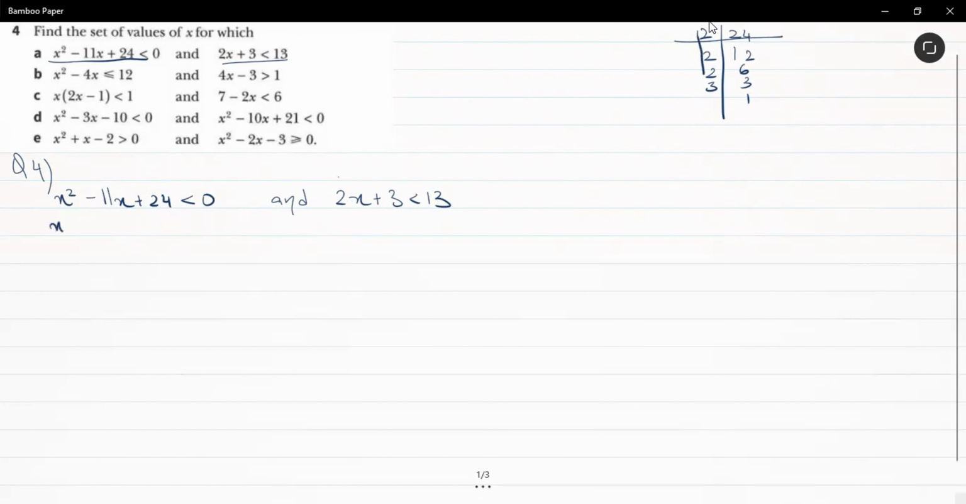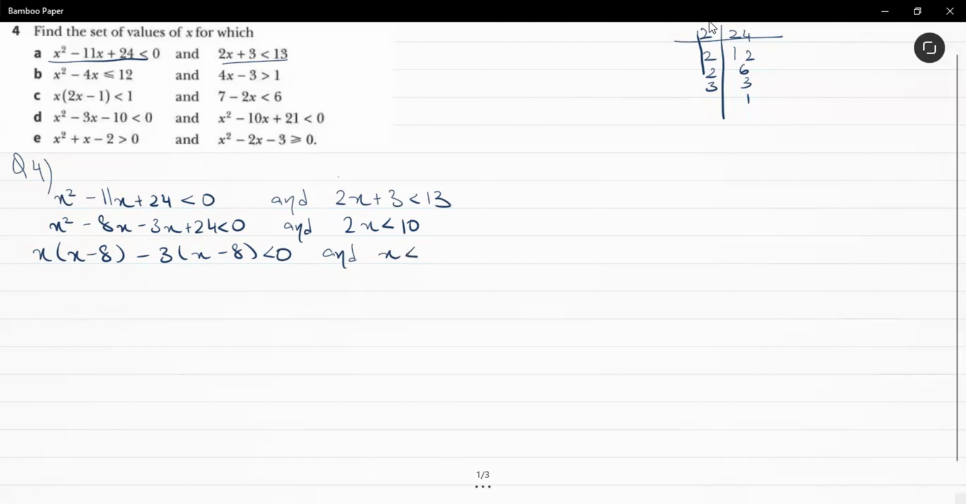So it's going to be x squared minus 8x minus 3x plus 24 is less than 0. And for the other one, it's a simple straight line equation. So it's going to be 2x is less than 13 minus 3, which is 10. Again, simplify this: x multiplied by (x minus 8) minus 3 multiplied by (x minus 8) is less than 0. And for the other one, we have x is less than 10 divided by 2, which is 5. And similarly, what we have for this one is x equals positive 8 and x equals positive 3.